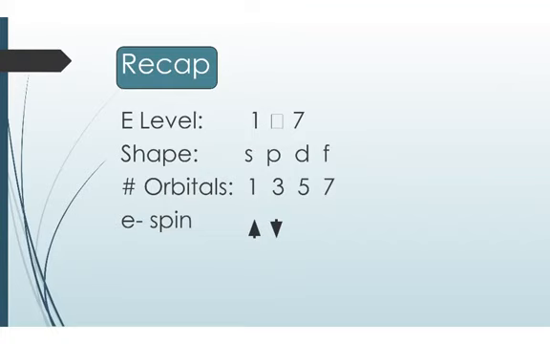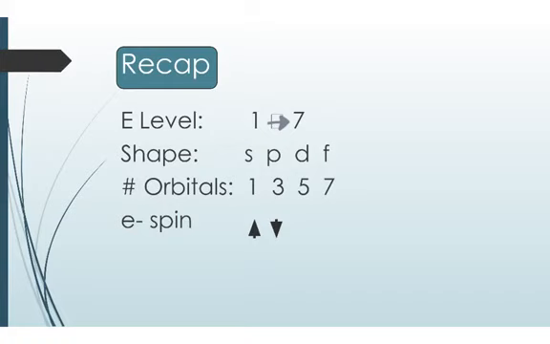So just a quick recap before we get started. The main parts that we're going to see when we're working with quantum, the first part is our energy levels. So we're going to see numbers 1 through 7 describing the energy of the orbitals. Then we have our shapes, S, P, D, and F. And those shapes are related to how many orientations or orbitals.